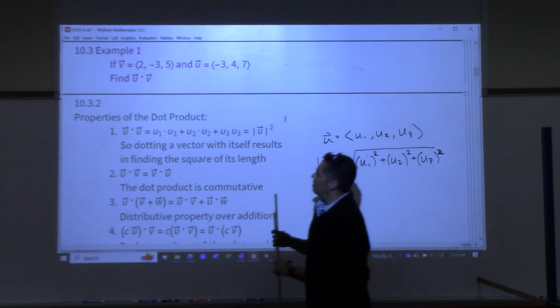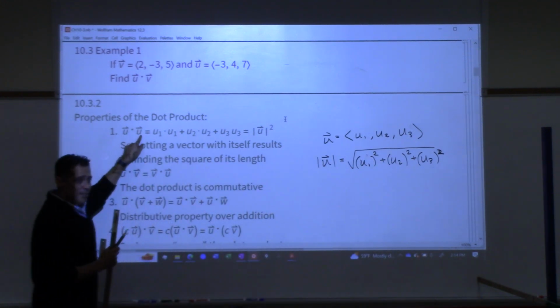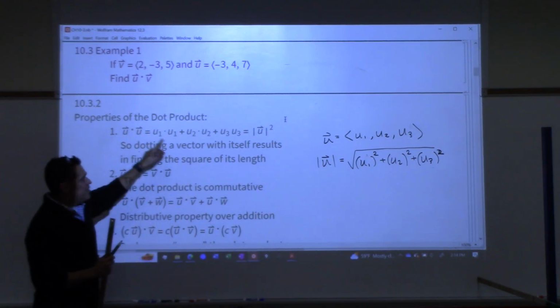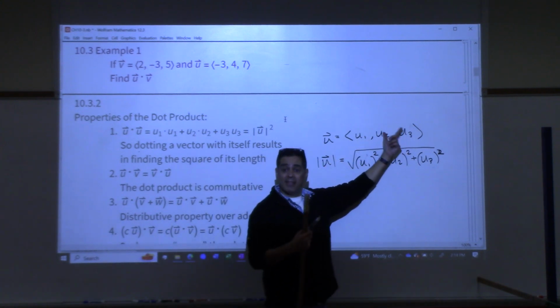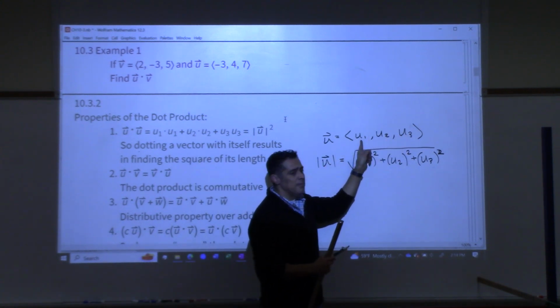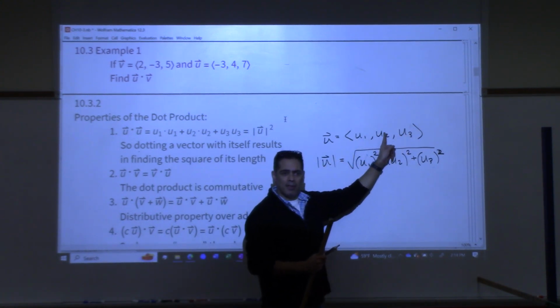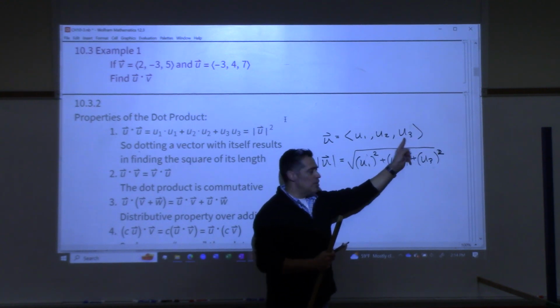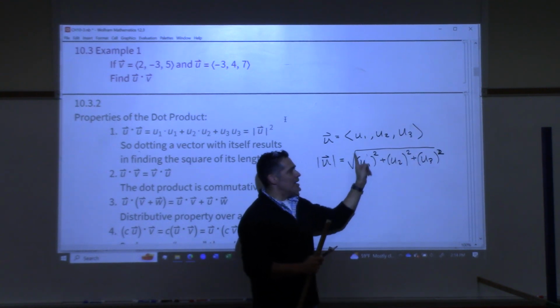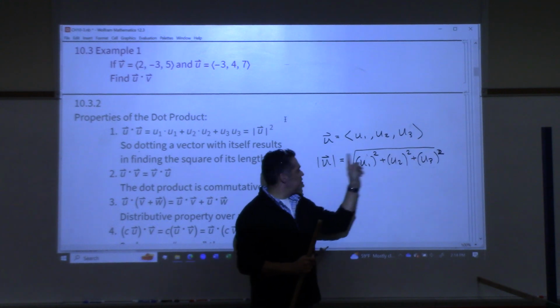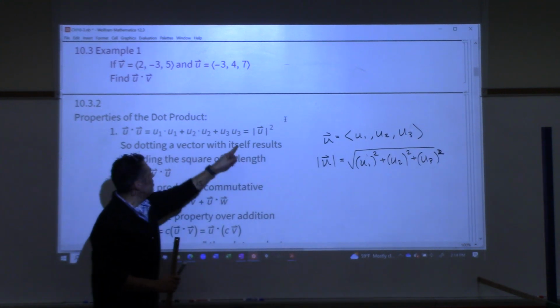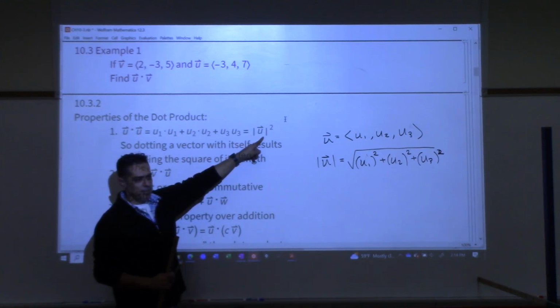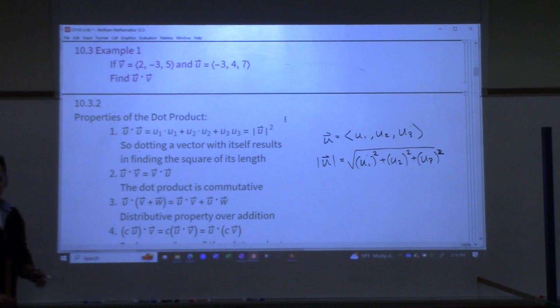This says that if you dot a vector with itself, imagine dotting this vector with itself. You would do this times itself, plus this times itself, plus this times itself, right? Which is the same as this thing, but without the square root. So you would have to square this magnitude to get rid of the square root, which is what this is saying. You follow? It's just a nice property of it, that's all. Do I need to go through that in more detail?